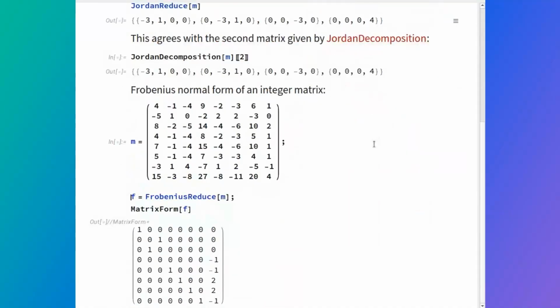Oh, okay. So once again, my arrow button doesn't want to work for me.